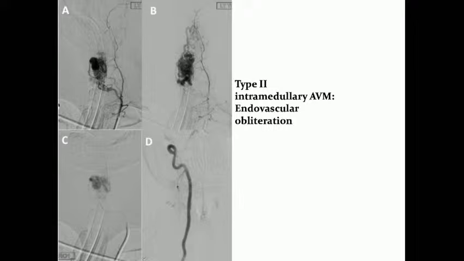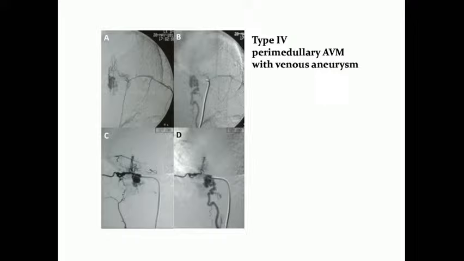Then, of course, this one was a glomus type where an endovascular embolization was done. This is a post-operative image, and this worked very effectively. And then we have this fourth type. Metameric, of course, is very, very diffuse, where only embolization is required. But this type 4 is what I will focus on and show you some surgery for it.